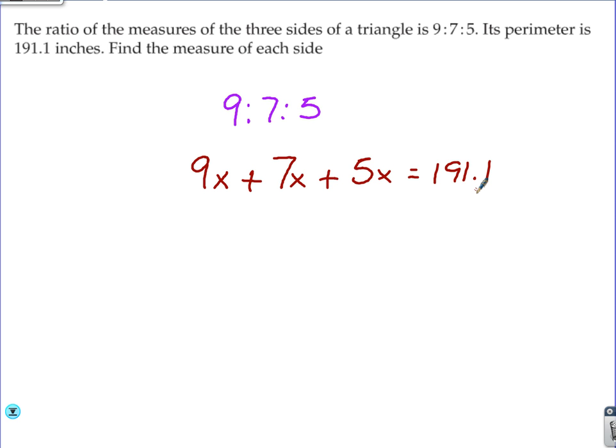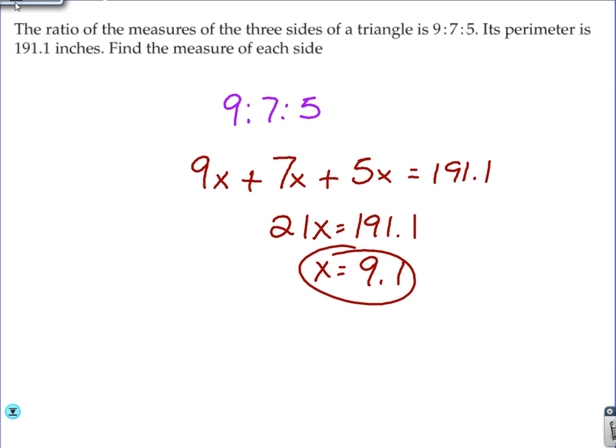We solve it. I get 21x equals 191.1. To get rid of 21, we will divide by 21, and I get x is 9 point something. Is it 9.1? Should be 9 point something. It is 9.1.